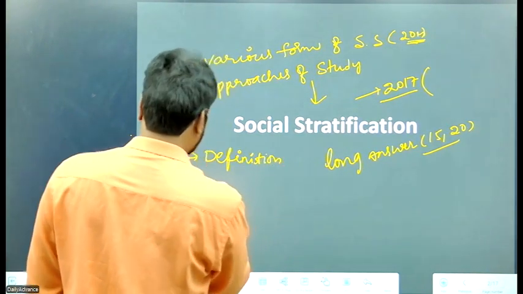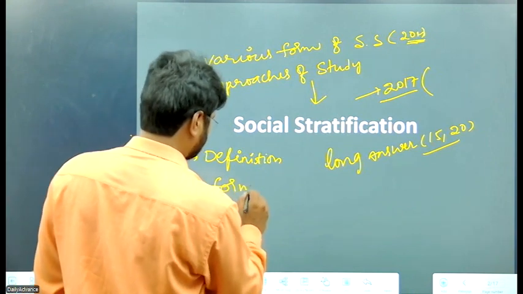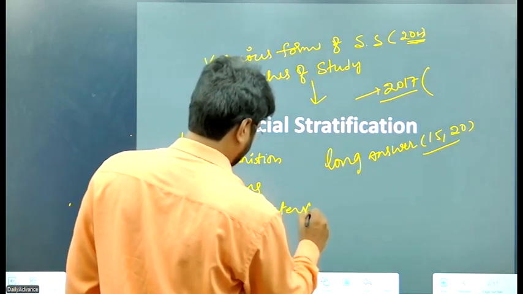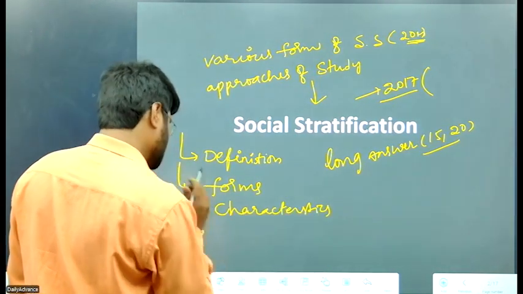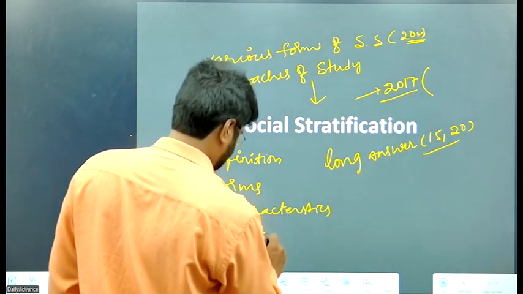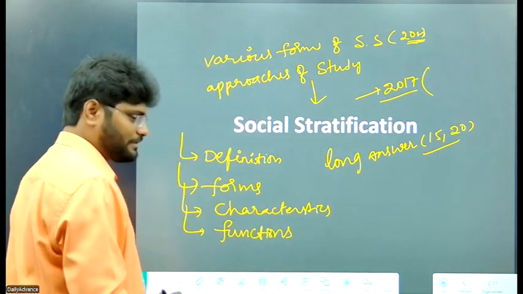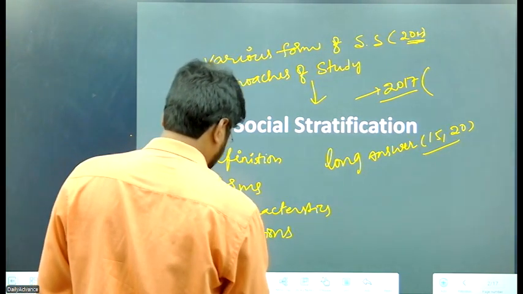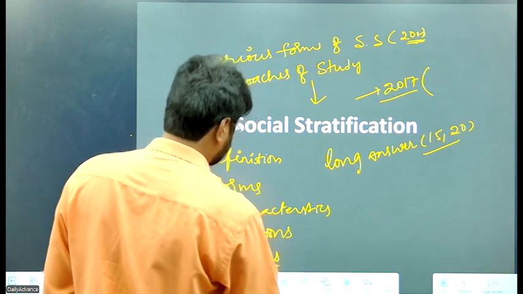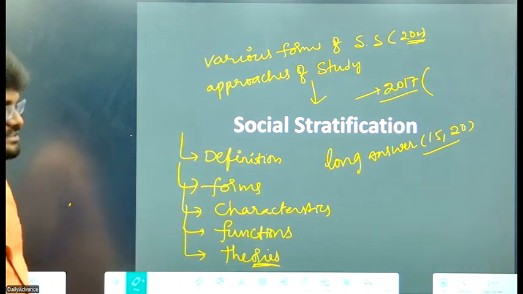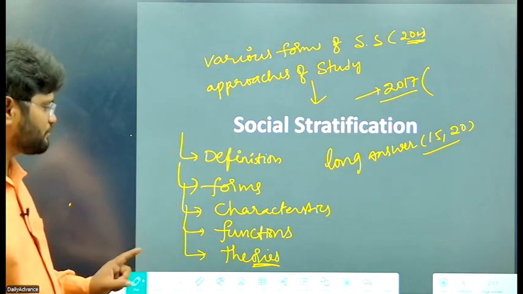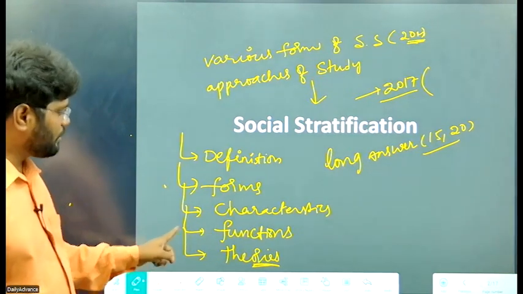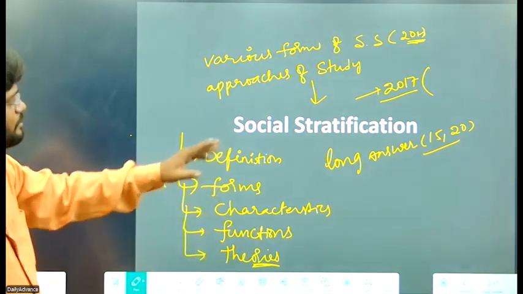The second one is you have to write various forms. The third one is characteristics. And the fourth one is functions of social stratification. Whenever anything is created by human beings, we create it because it has some purpose, some function, and theories and criticisms on the theories. So these are all the various dimensions of social stratification, in which forms were given one year in 2021, and various approaches were given in 2017.